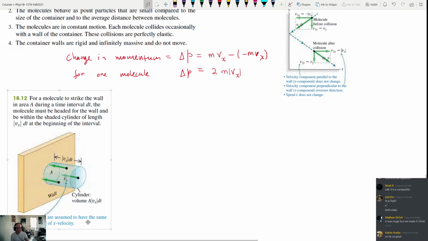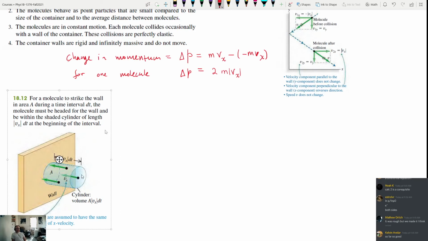We're assuming that all the molecules have the same x velocity. Now, I'm just going to read what it says right here because it explains exactly what it's supposed to be. For a molecule to strike the wall in an area A during a time interval dt, the molecule must be headed for the wall and be within the shaded cylinder of length Vx dt at the beginning of the interval.